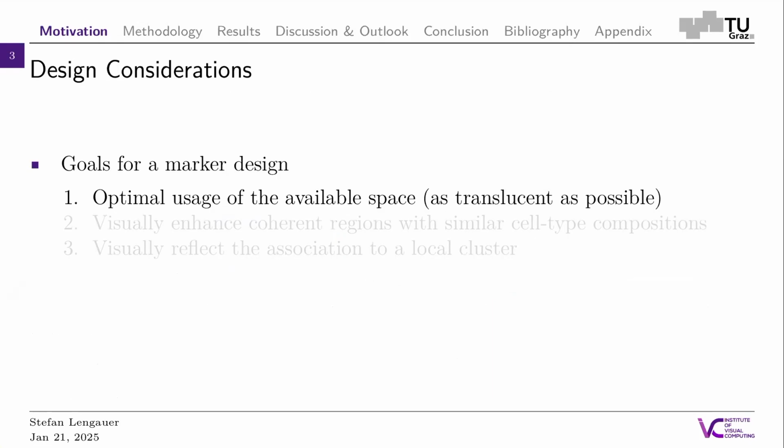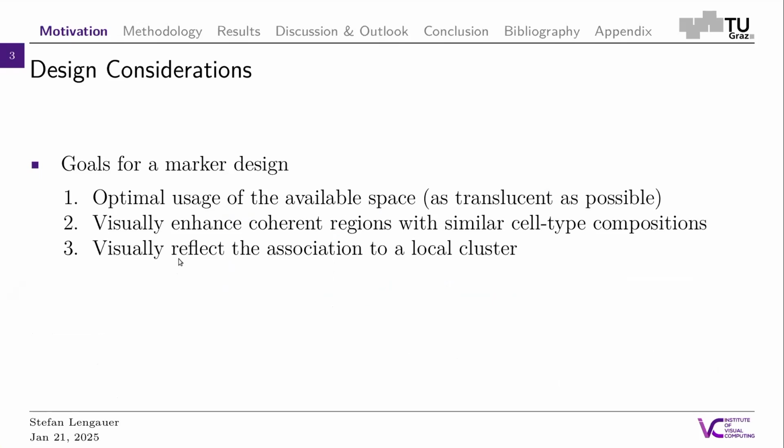The way we approached this was to, first of all, make up our minds regarding what an optimal design should entail. So we agreed upon that the available space should be used as efficiently as possible so that the underlying image can still be perceived. Then we want to visually enhance regions of coherent cell type compositions, clusters, so to speak. And also, we want to visually reflect the association with local clusters, as there are no hard boundaries between such clusters, but rather smooth transition between areas of different compositions.